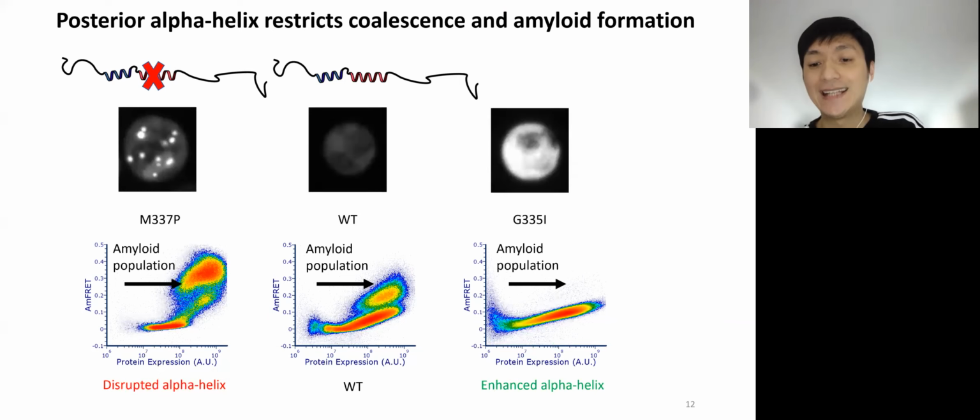We also found that the coalescence of TDP-43 is negatively correlated with the extent of the helix. As you can see, when the helix is disrupted, it dramatically induces the formation of the liquid droplet.